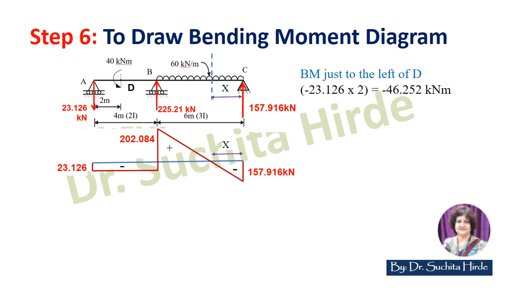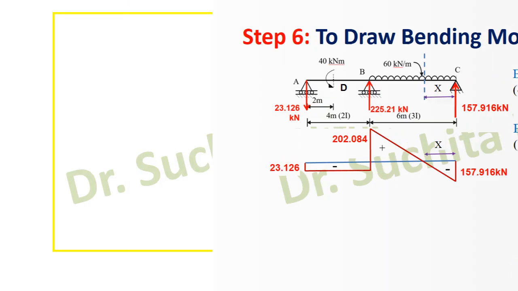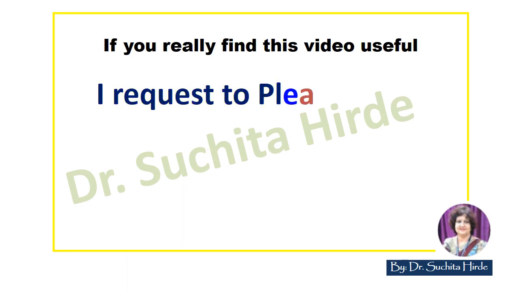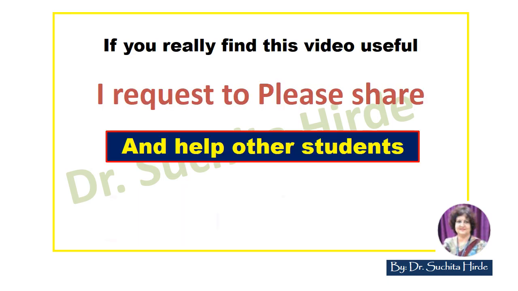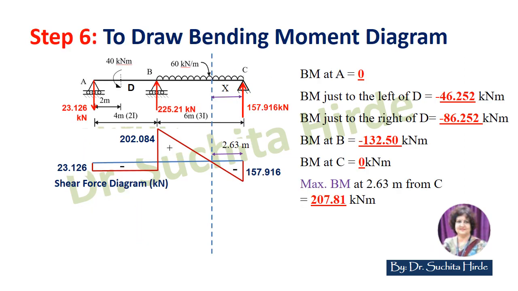Just to the right of D, you have to add that value of 40 kilonewton meter. Since its direction is similar to the downward forces, you have to write minus 40. So you will get minus 86.252 kilonewton meter. So now we have calculated all the values of bending moment. These are the values of bending moment which we have calculated.